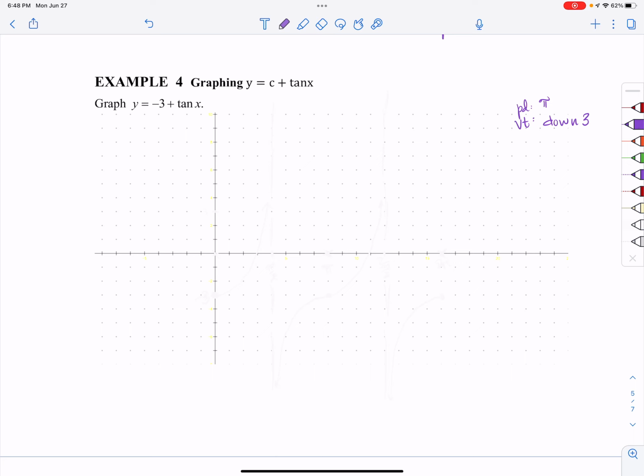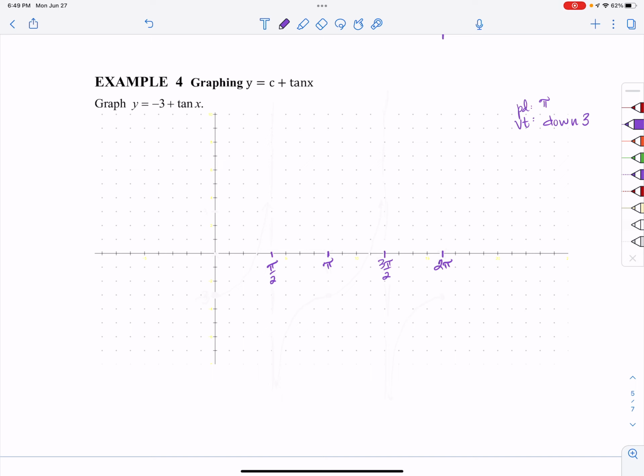So let's mark our 4 equal intervals here. The first period is pi. You want to double that to get 2 pi. So we have pi over 2, 2 pi over 2, 3 pi over 2, and 4 pi over 2.